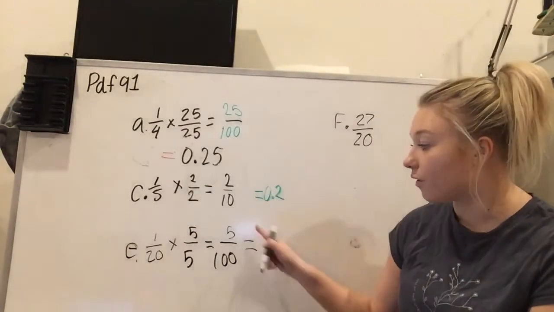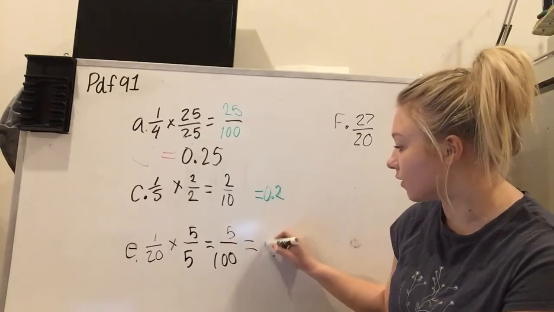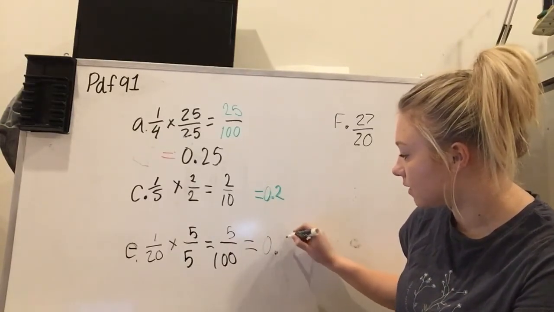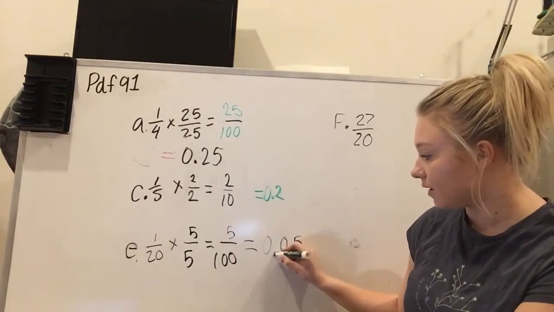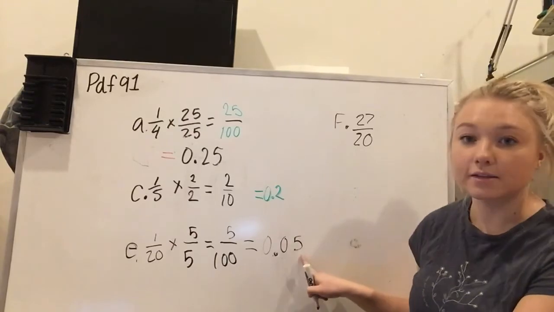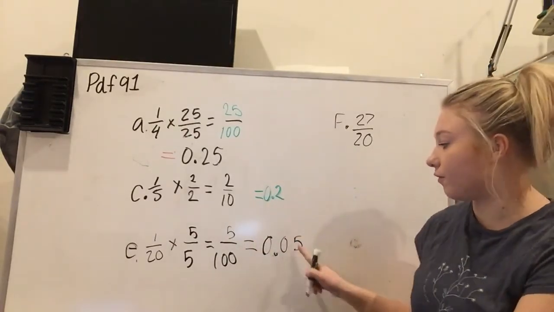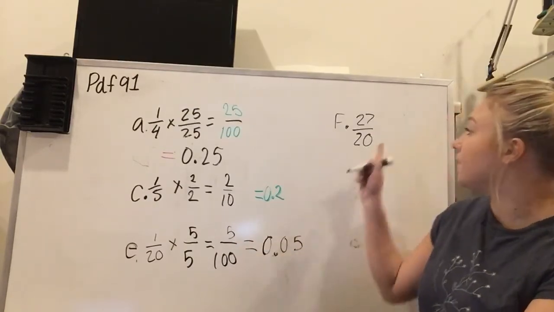And then to show 5/100ths, we're going to do 0.05, because there's only 5 and it's in the hundredths place. Okay? So 5 hundredths.